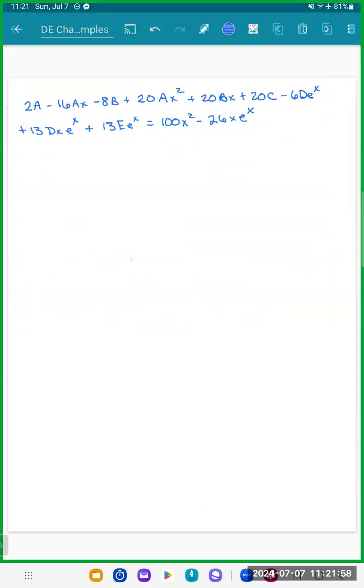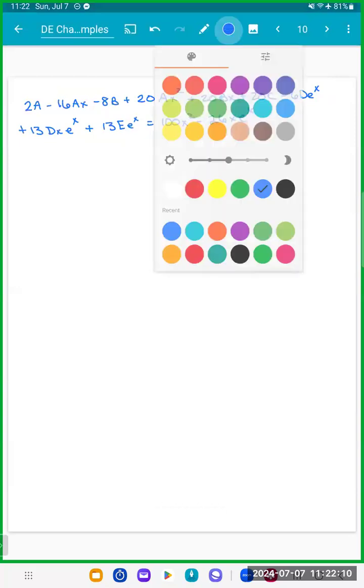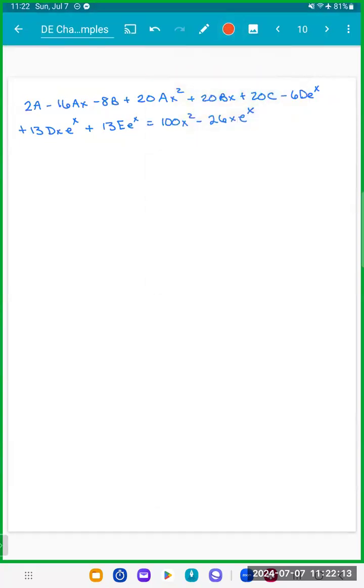Put this up at the top. So now we want to, by comparing coefficients in the equation, look at this. When we're looking at the coefficient, we have no x's here, here, or here. So that's 2a minus 8b plus 20c is equal to, on this side of the equation, we don't have any that are strictly constants. So there are 0 of them.